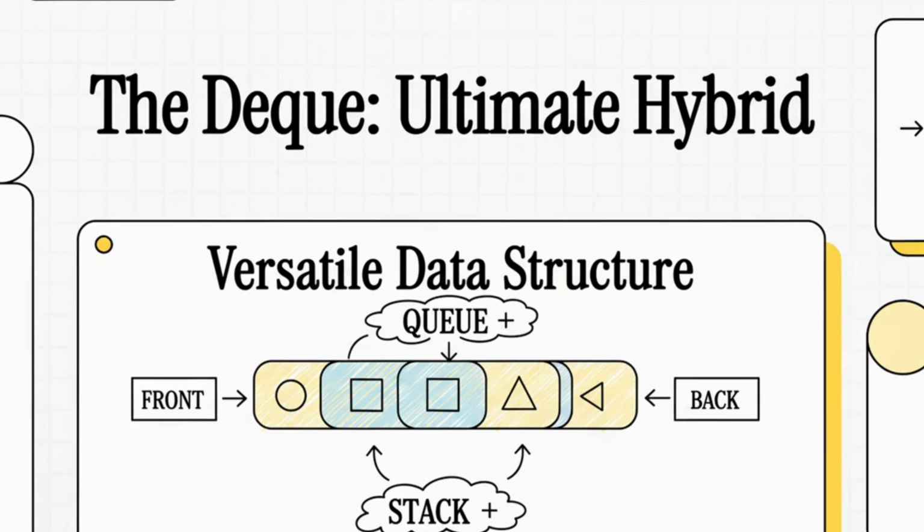So, when we talk about programming, sometimes the most powerful tools are the ones that are the most flexible. And today, we're looking at a perfect example of that, the Deque. It's a really cool data structure that's basically a hybrid of two others you've probably already heard of, and that's exactly what makes it so special.